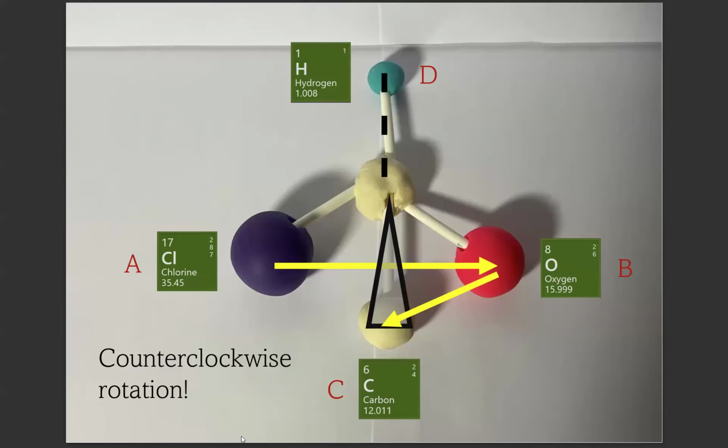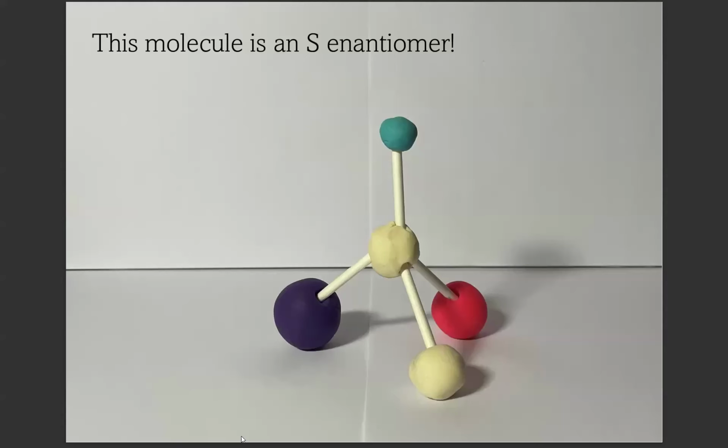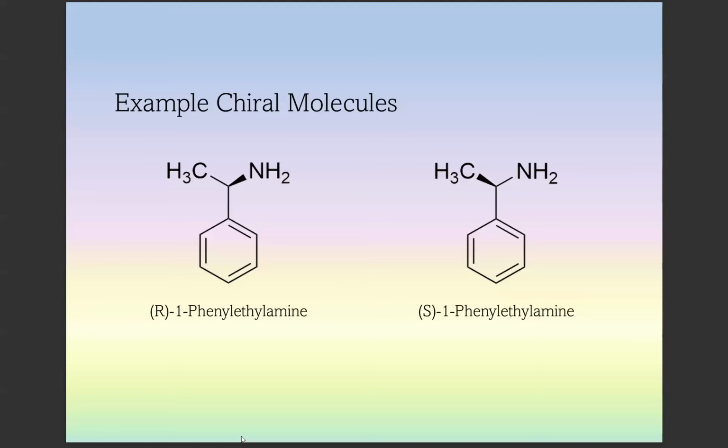To determine chirality, we make sure that the D group is pointing away from us, as denoted by the dotted line. From there, we will follow the side groups from A to C. For this molecule, priority goes from chlorine to oxygen to carbon in a counterclockwise manner. Our molecule is an S enantiomer. As an example, this is a pair of enantiomers that I use in my research, R and S phenylethylamine.